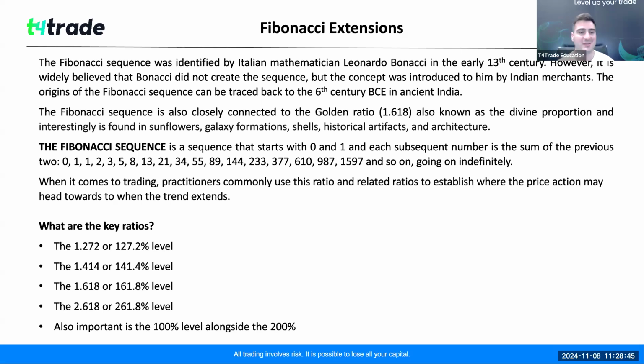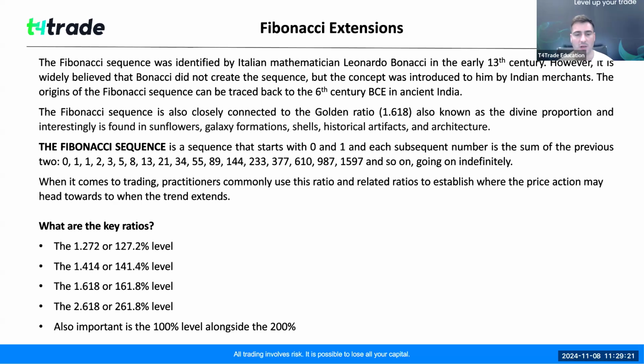Okay, so the Fibonacci sequence, we mentioned that it was introduced by Indian merchants to Bonacci, the Italian mathematician, in the 13th century. What is the sequence at the end of the day? You have the two basic components, 0 and 1, being the two initial numbers of the series. And you get the subsequent numbers by adding the number with the prior one. So it's the sum of the prior two numbers.